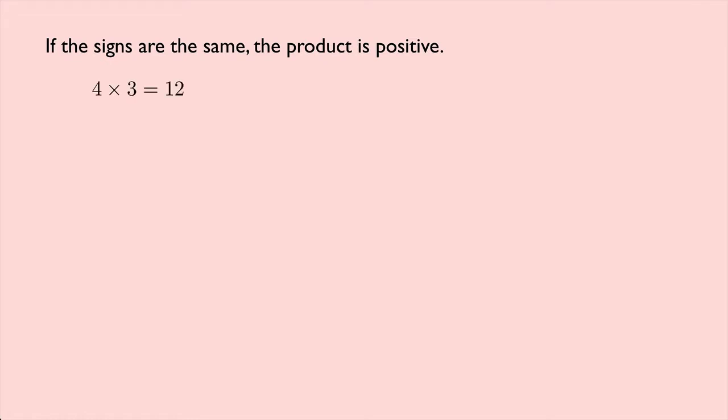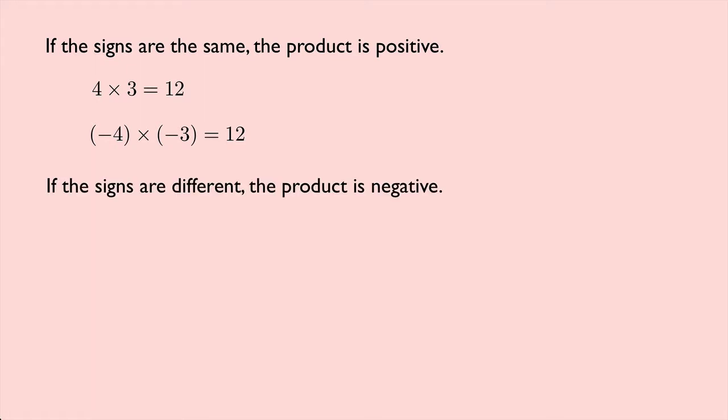Let's talk about how to multiply integers. And I think it's best to just start off with the rules for multiplying integers. If the signs of the two numbers are the same, then the product is positive. So if you have something like 4 times 3, that'd be positive 12. And if you have something like negative 4 times negative 3, that would also be positive 12. In both cases, the signs are the same.